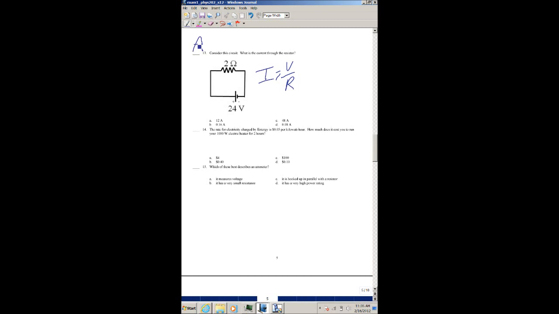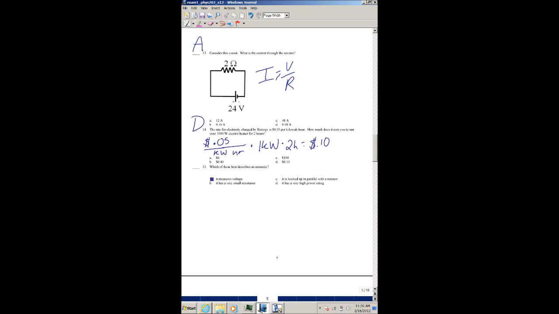So how much does it cost you to run your 1,000 watt electric heater for 2 hours? So we have $0.05 per kilowatt hour times 1 kilowatt, that's 1,000 watts, times 2 hours, so that's 10 cents. That is D for number 14.